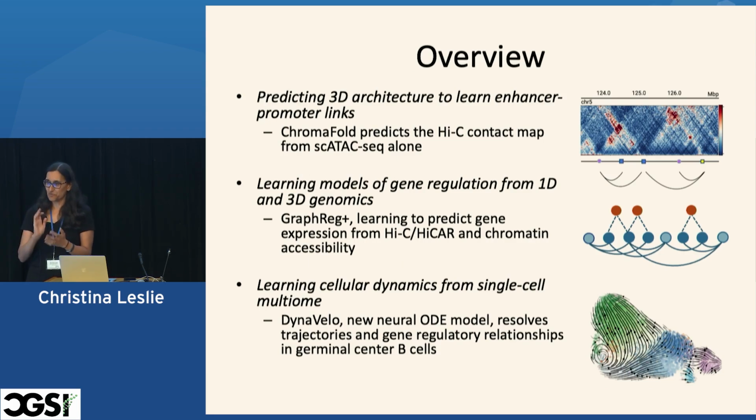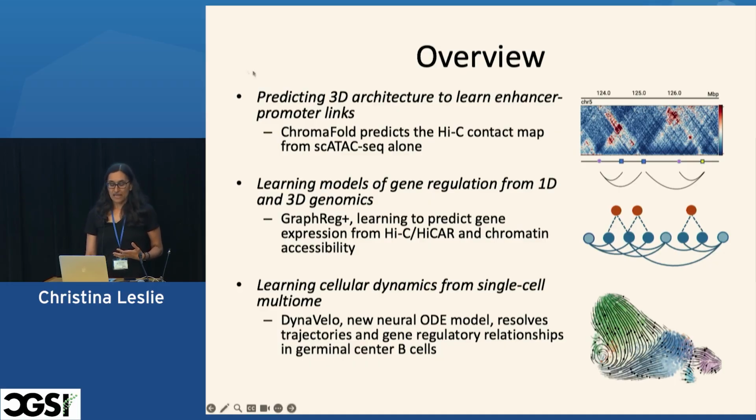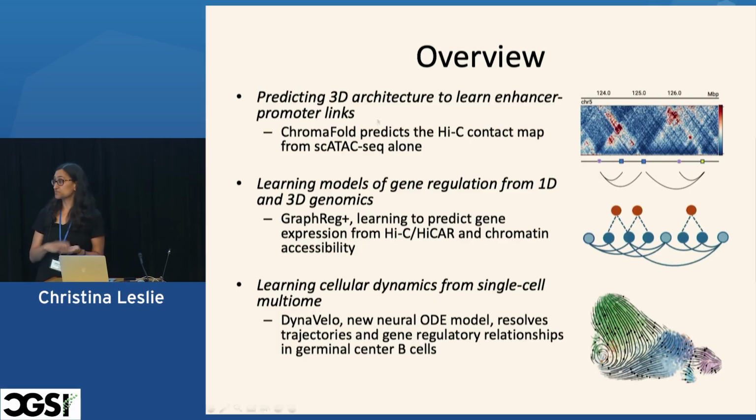Okay, so what I'd like to talk about are 3 maybe less big models, more lightweight deep learning models to understand gene regulation. And first, I can quickly talk about a model called ChromaFold that was published last year. It's for predicting the Hi-C contact map from single-cell ATAC alone. Okay. Then I can talk about using 3D genomics information in predictive models of gene regulation.